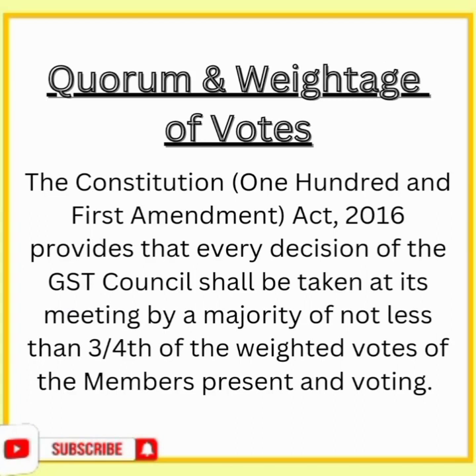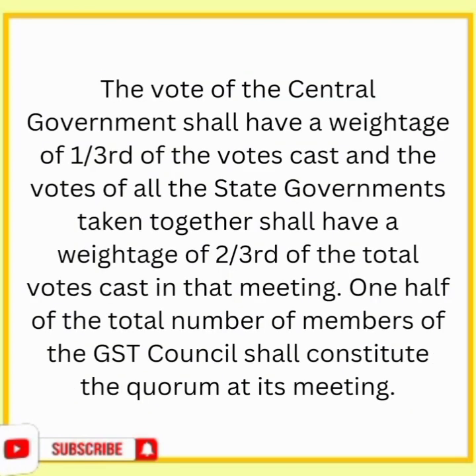Quorum and weightage of votes. The Constitution 101st Amendment Act 2016 provides that every decision of the GST Council shall be taken at its meeting by majority of not less than three-fourths of the weighted votes of the members present and voting. The vote of the central government shall have a weightage of one-third of the votes cast, and votes of all the state governments taken together shall have a weightage of two-thirds of the total votes cast in that meeting. One half of the total number of members of the GST Council shall constitute the quorum at the meeting.